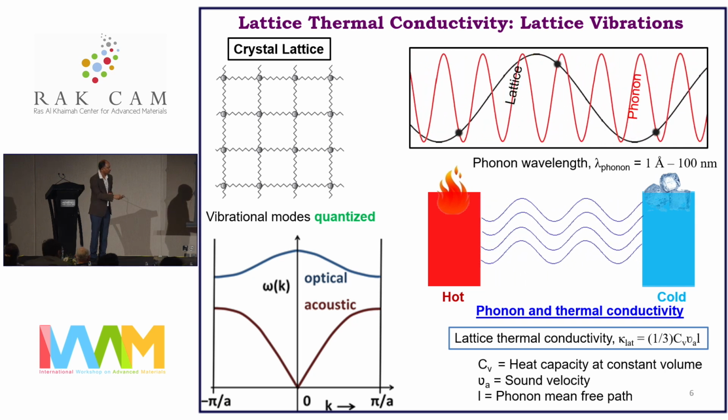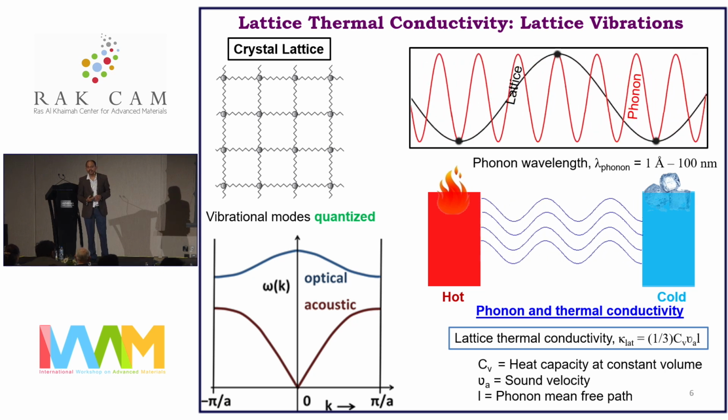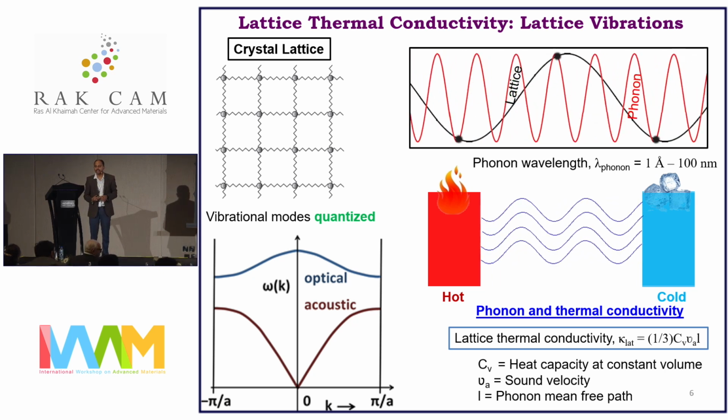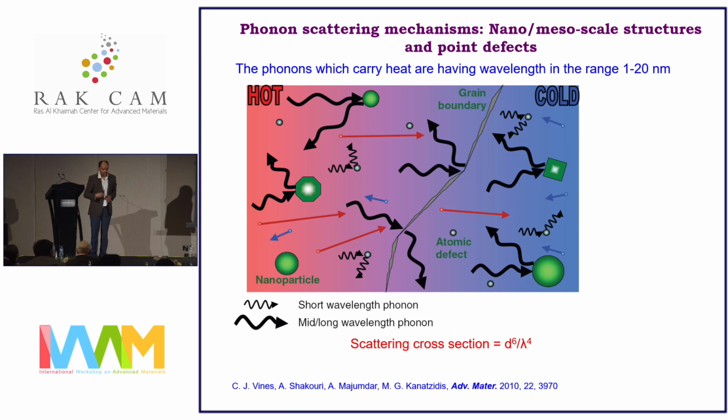Acoustic phonons have a wavelength or mean free path in the range of 1 angstrom to 100 nanometer in a crystalline solid. So we have to block those acoustic phonons. How can one do that? Over 50 to 60 years, people have tried many strategies to block the acoustic phonon. And the phonons which carry the heat in a conventional thermoelectric material have a mean free path or wavelength in the range of 1 to 20 nanometer.